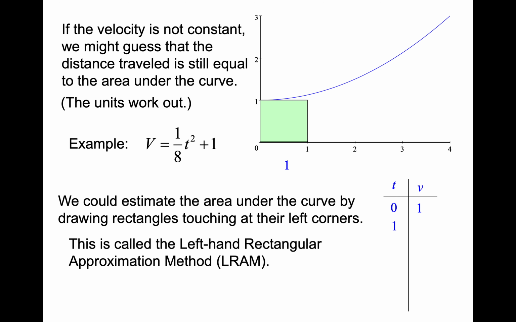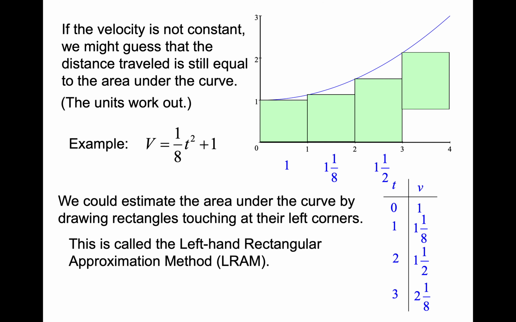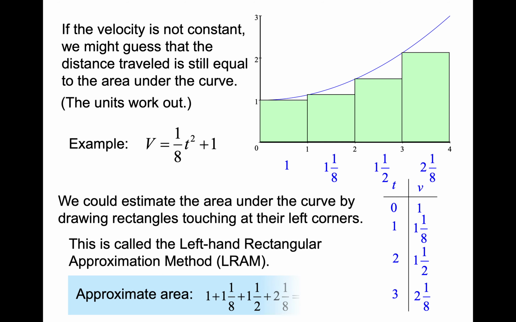If we let t equal 1, that's again the left endpoint, you plug that in and you get 1 1/8. So that's the height of that rectangle. The area would be 1 times 1 1/8, so we get an area of 1 1/8 for that rectangle. Next you plug in a 2, and when you do, you get 1 1/2. And then you plug in a 3, that would be your last left endpoint, and you get 2 1/8. Now, if you add those together, you get 5.75. So that represents our approximation.